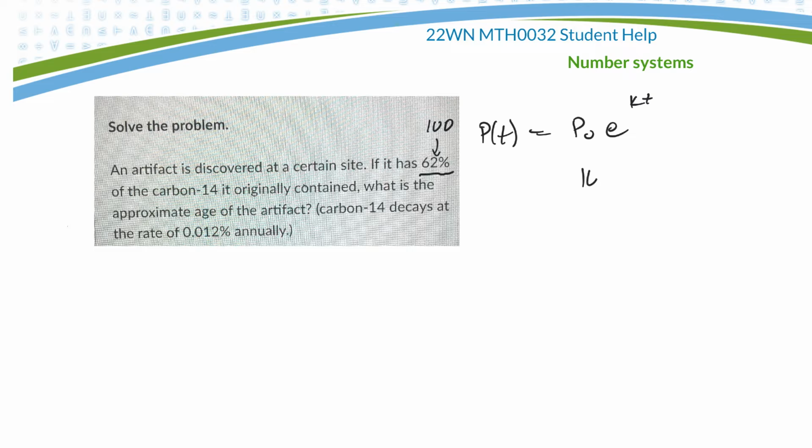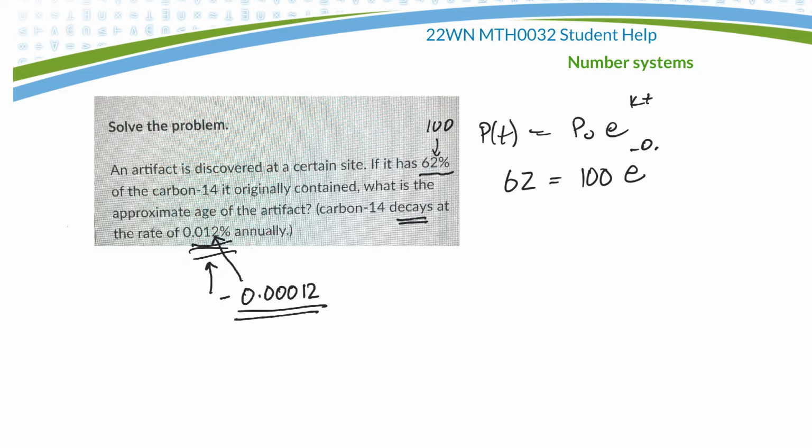So it started at 100 and wound up at 62. E to the K, they give us K here. But the one thing you have to be careful with at this point is that if it's decaying, it means it's going down, so the K has to be negative. So it'll be negative 0 point, and this is a percent, so I need to change that to a decimal. I need to move the decimal 2 places to the left, so I need to add 2 zeros right there. So this would be my K value with a negative.